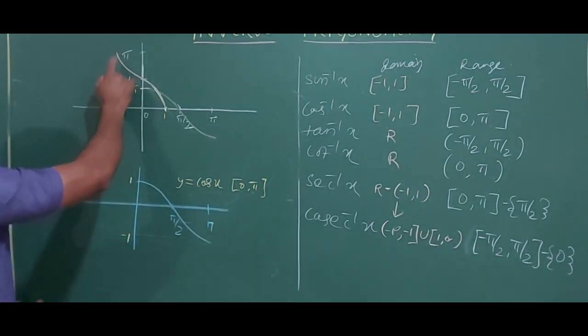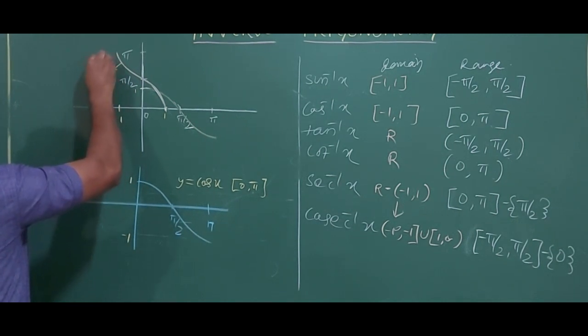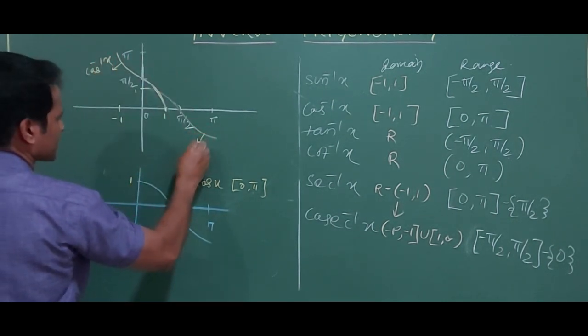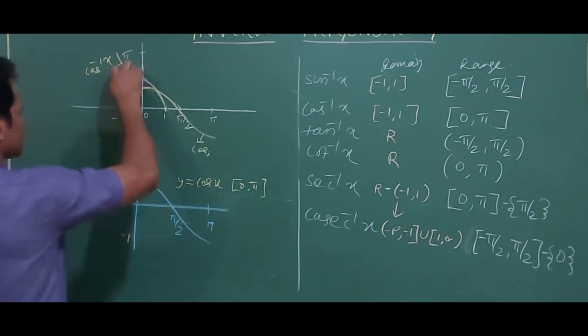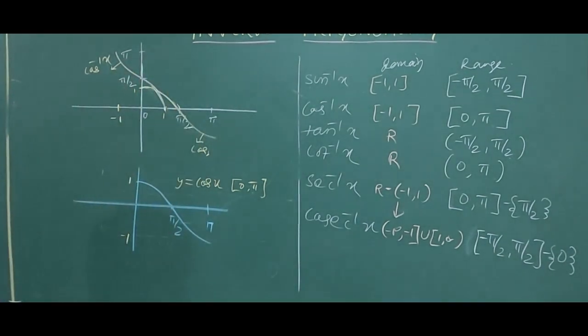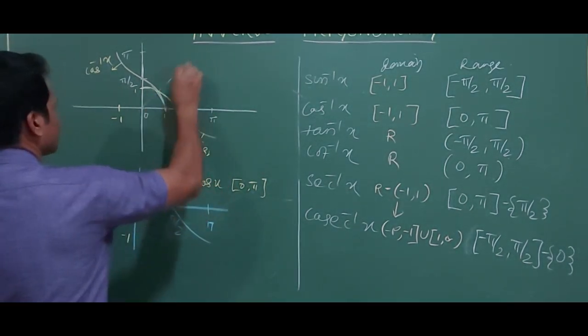This is the graph of the orange one. This is the graph of cos inverse x. This is the graph of cos x. And they are symmetrical about the line y is equal to x.